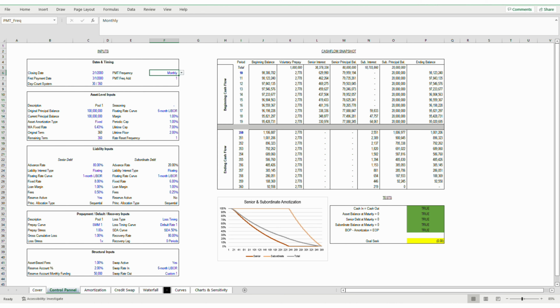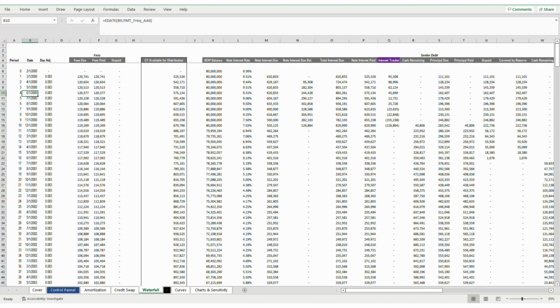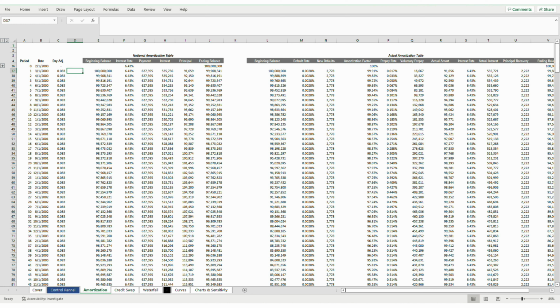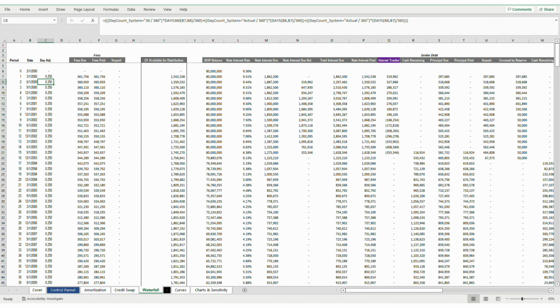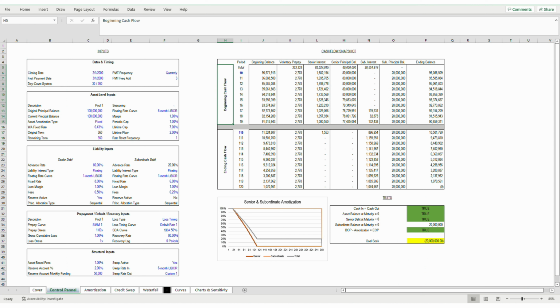The way that works is through the dynamic dates and day adjustment. If we change the inputs from monthly to quarterly, the day adjustment increases to 0.25 and the dates adjust accordingly. It's a very efficient way of changing payment frequencies without messing up the model. You may have noticed that when I change to a quarterly payment, the subordinate principal doesn't get paid off, and the balance at maturity is negative 20 million.